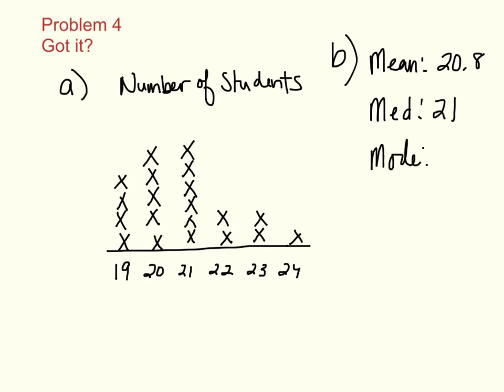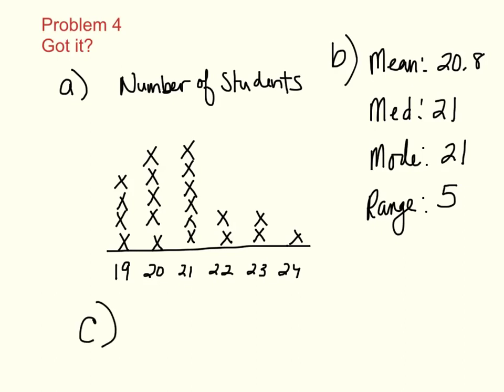Your mode is the number that occurs the most. Well, there are 6 classrooms of 21. That's the highest. So your mode is 21. And then the range would be the highest number, 24, subtracted by 19, the lowest number, and 24 minus 19 would give us a range of 5.